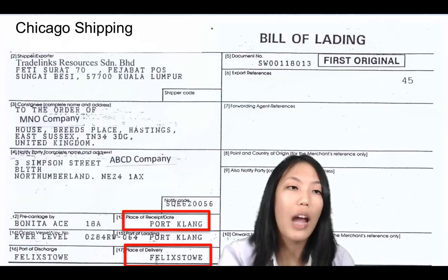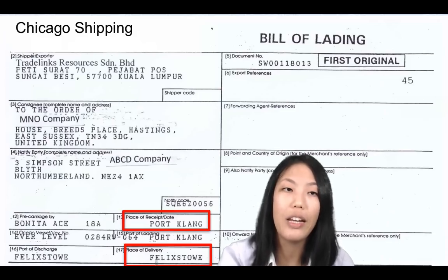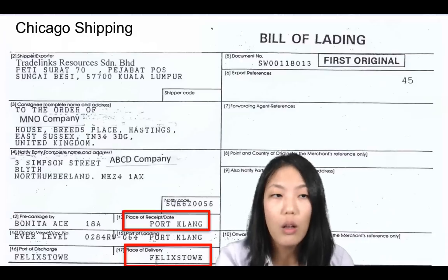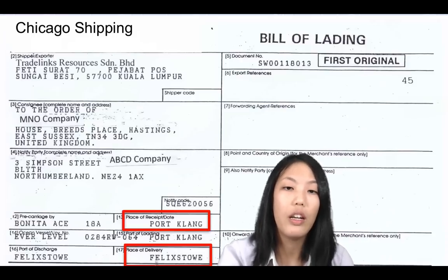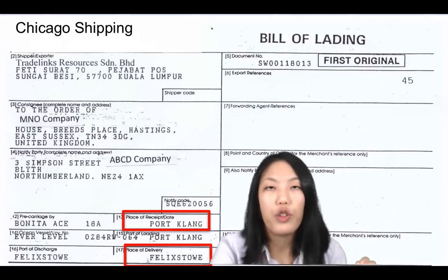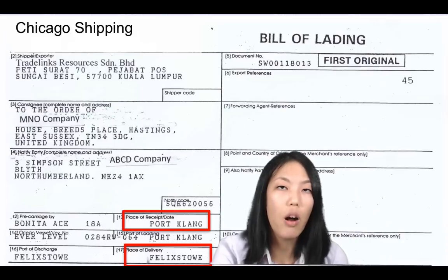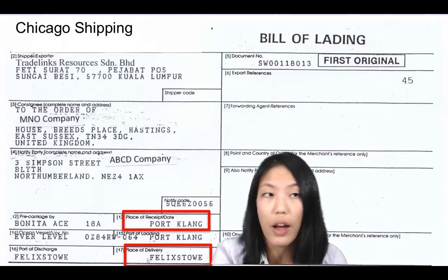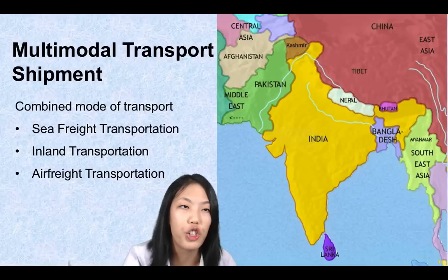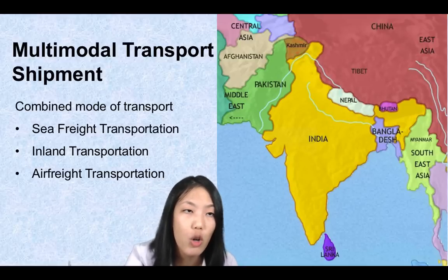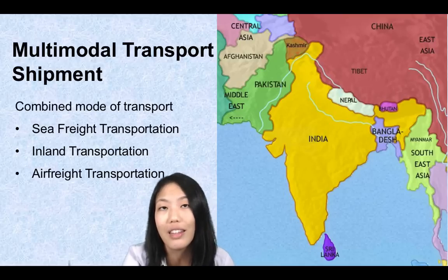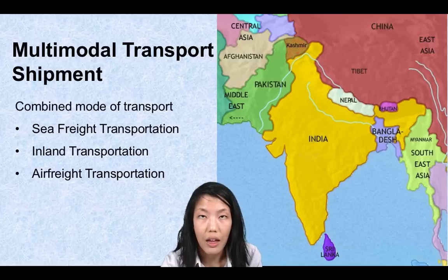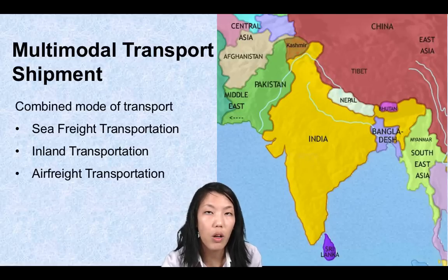Now, let us look at a sample of a bill of lading. You can download this sample of a bill of lading in the link below. As you can see in this bill of lading, the port of receipt and the port of destination is clearly specified. Multimodal transport shipment means combined mode of transport including sea freight, inland and or air freight transportation from the port of destination to the final place of delivery.